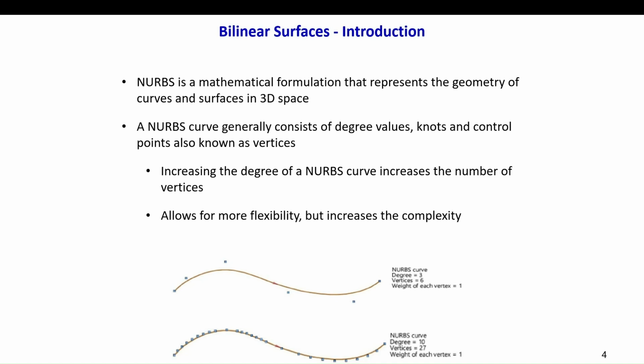On the figure below, there are two curves. The first one is of degree 3, and you can see that there are only 6 control points or vertices, whereas the figure underneath has a degree of 10, and there are 27 vertices. Having more vertices allows the curve to be manipulated without affecting other areas, depending on how many control points there are.